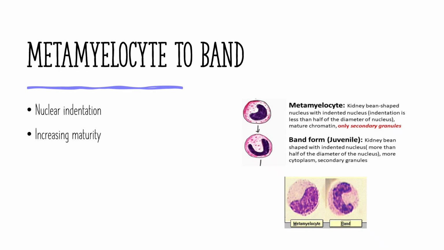As development continues, the nucleus elongates further into the band form, sometimes called the juvenile neutrophil. In band cells, the indentation deepens so that the nucleus forms a curved or horseshoe shape. Cytoplasm increases slightly and secondary granules are well established, meaning the cell is nearly ready for immune function. From a laboratory perspective, recognizing this transition matters because increased band cells in peripheral blood, what clinicians call a left shift, often indicates infection, inflammation, or marrow stimulation.